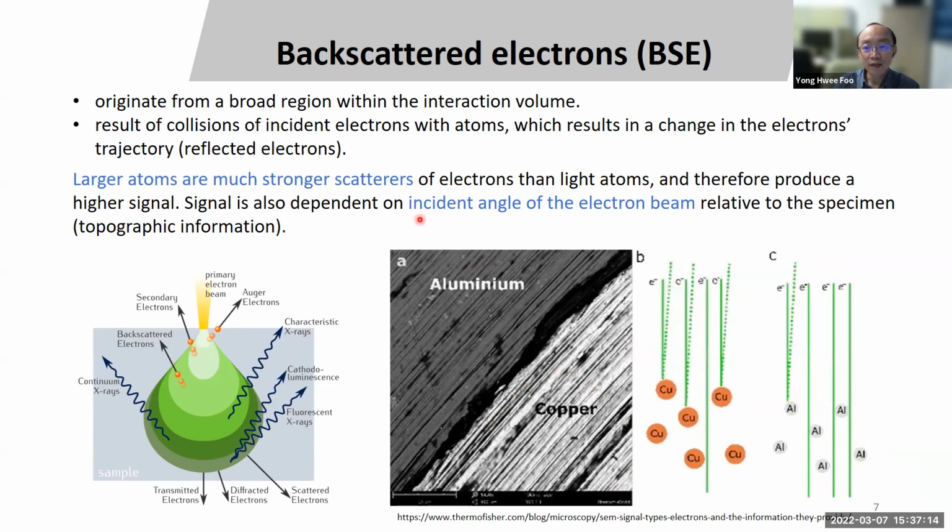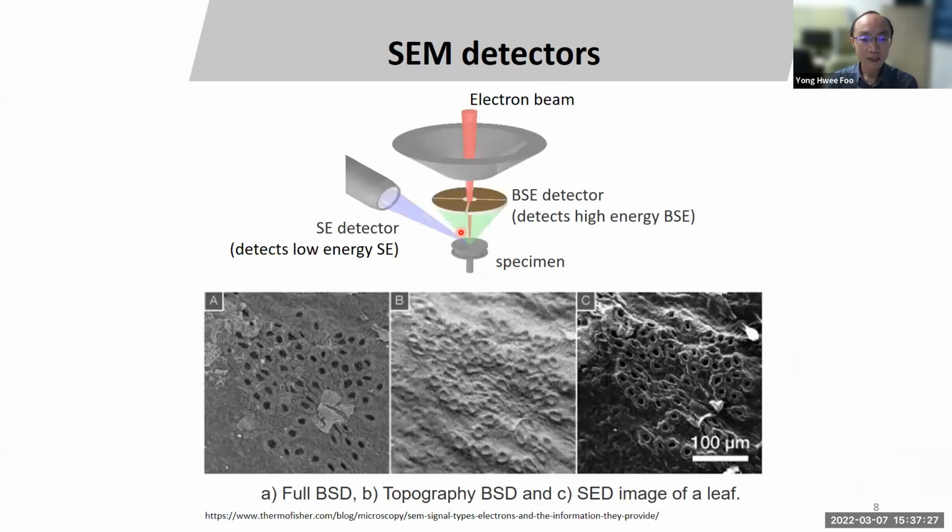Of course, the incident angle of the electron beam also gives you information about the topographical details, but that is much less compared to the secondary electrons. From this slide, the setup of the backscattered electron as well as the secondary electron detector is as follows. The BSE detector is usually on top of the specimen, and the secondary electron detector is on the side. They detect either the low energy SE or the high energy BSE.